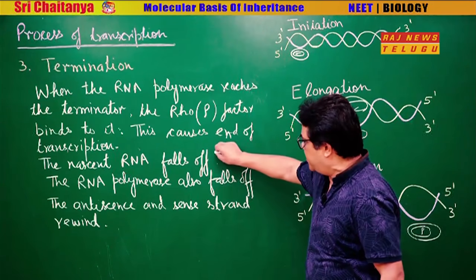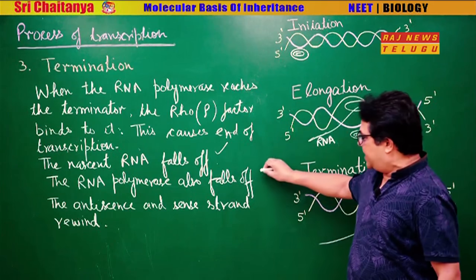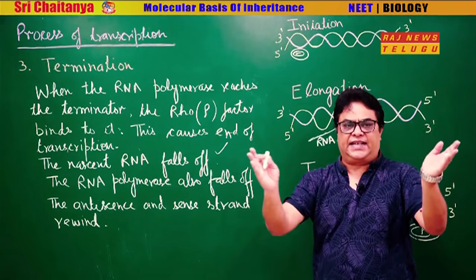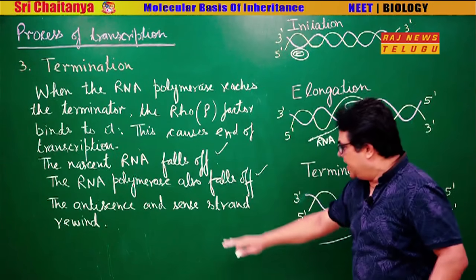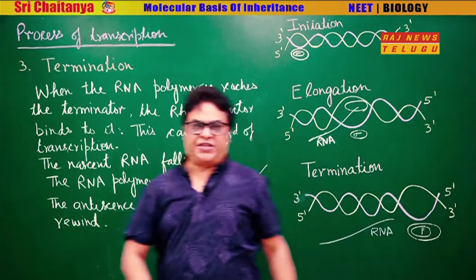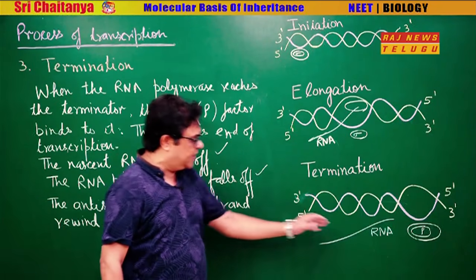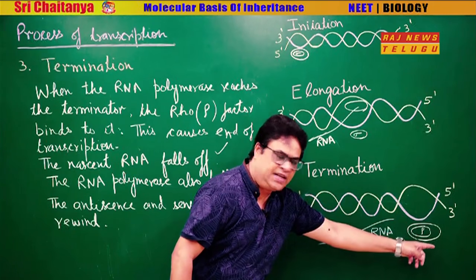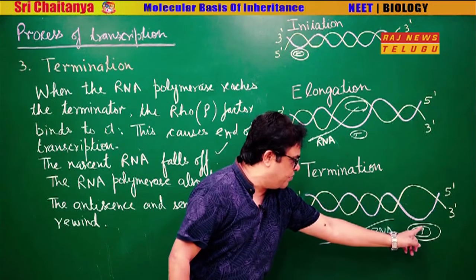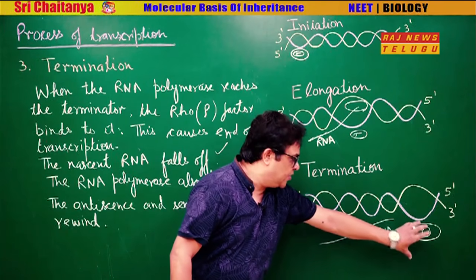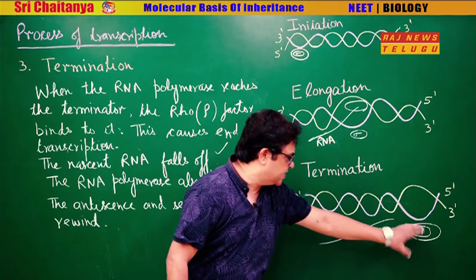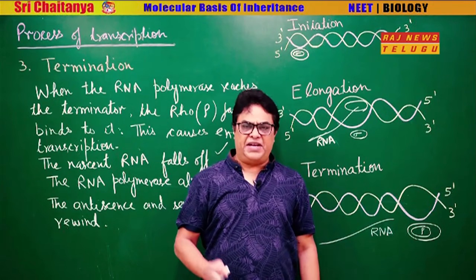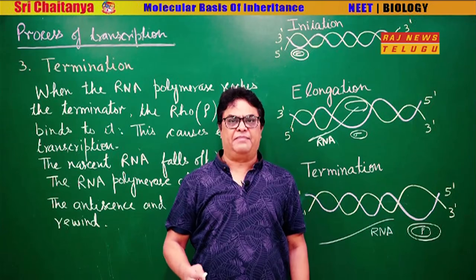So, the newly formed or nascent RNA falls off, the RNA polymerase enzyme itself falls off, and the two strands of the DNA that had been separated rewind, and this causes the termination of transcription. As you can see here, the RNA has dissociated, the enzyme has dissociated, and the Rho factor is bound to the enzyme, and this whole complex has caused the termination process, and the two strands of DNA have rewound. So, with this we complete the process of transcription in bacteria.